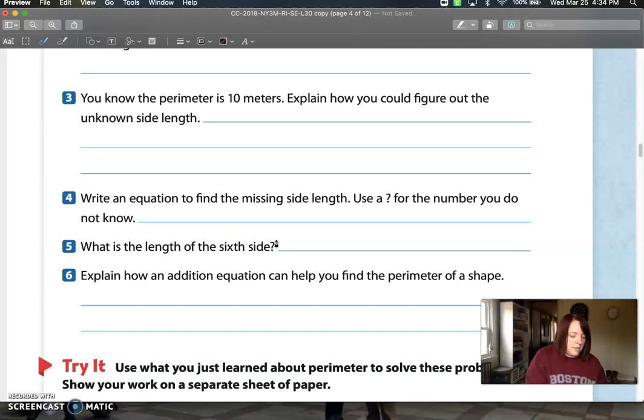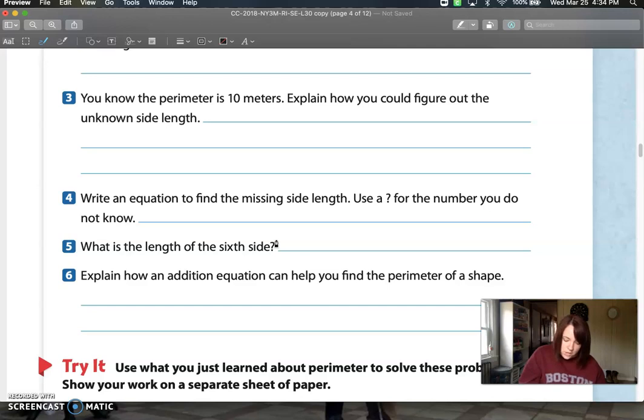So then we combine these. 1 plus 3 is 4. 2 plus 1 is 3. Plus 1 equals, plus question mark equals 10. 4 plus 3 equals 7. Plus 1 equals 8. Now we need to do 10 minus 8 gives us our last side.